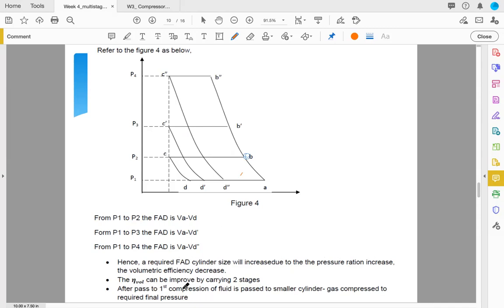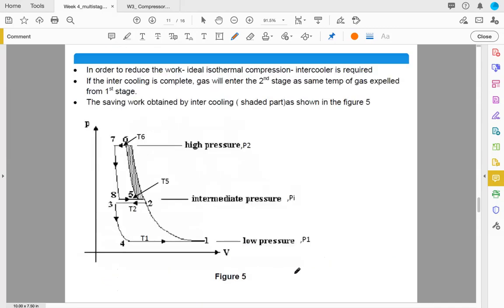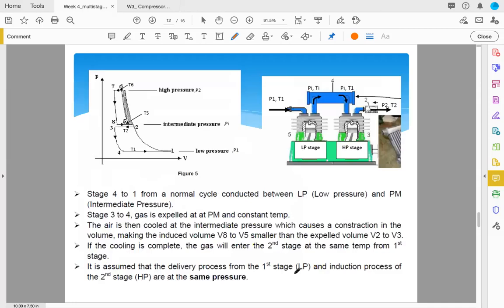After passing the first cylinder, the fluid is passed to another, which means you can reduce the size and you can achieve higher pressure. In order to reduce the work, an ideal isothermal compressor is required. If the intercooling is complete, gas will enter the second stage at the same temperature as the gas expelled from the first stage, as I mentioned to you. The work saving obtained by the intercooler is the shaded part that I mentioned to you.